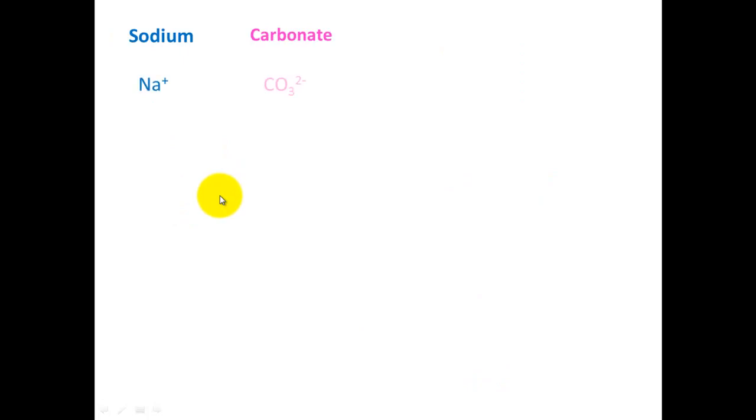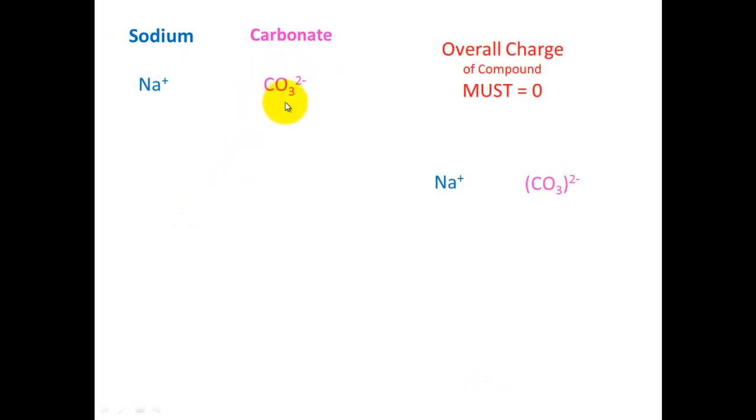Sodium carbonate. This is a bit different now. We're using a polyatomic ion. Whenever you see 2 or more atoms written together like this with a charge, you need to put them in a bracket and treat them as a whole entity. Do not split them up. They stay together. Carbonate is always carbonate.